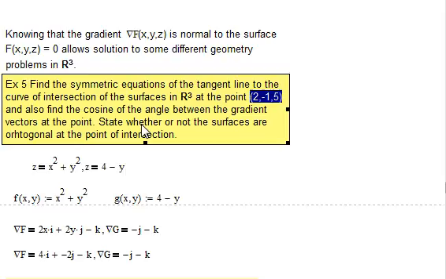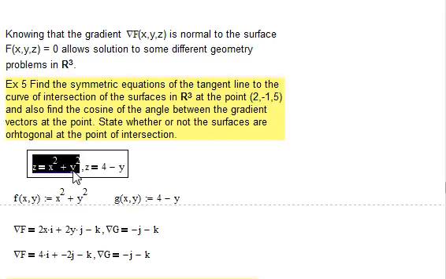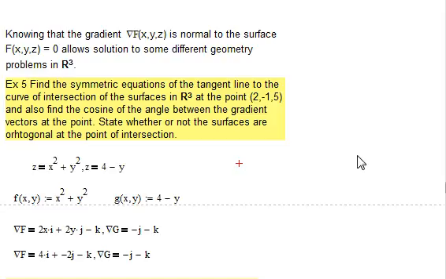By the way, that's finding the angle between the tangent planes at that point, or you could even say the angle between the surfaces at that point. So state whether or not the surfaces are orthogonal at the point of intersection. We'll find out what that angle is, and then we'll know that answer. One of the surfaces is z equals x squared plus y squared. By the way, that's a paraboloid. The other one is z equals 4 minus y, which is just a plane.